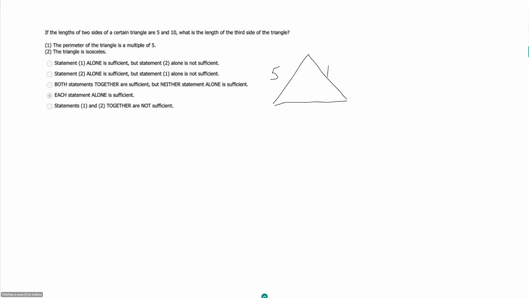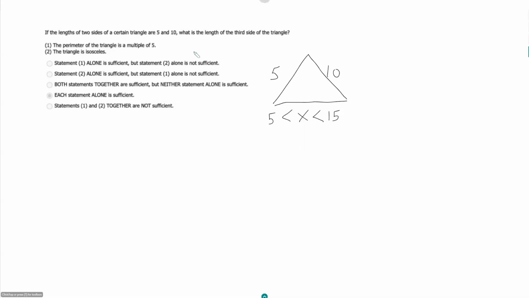So based on this, what do we know? If this is our value x, 5 plus 10 is 15, so x has to be less than 15. We also know x has to be greater than 10 minus 5, which is 5. Because if, for example, x were equal to 4, then we would have 5 plus 4 here, which is not greater than 10. So x is between 5 and 15.